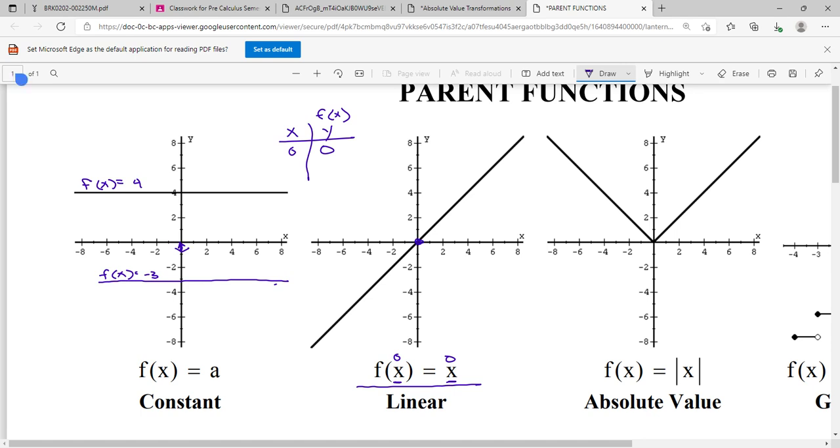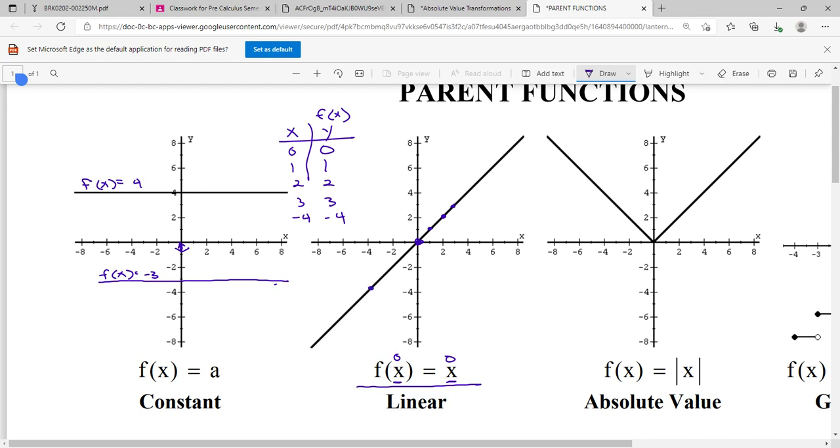If we did 1, then we're going to get 1. So 1, 1 would be here. 2 would be 2. Get that right there. 3 would be 3. That would be that point there. Same thing with like -4 would be -4. That would be right there.